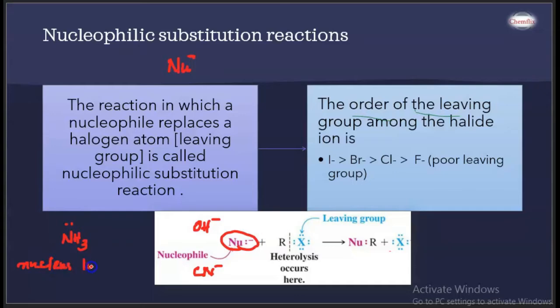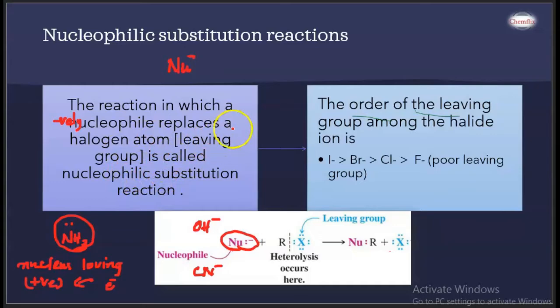Nucleus loving means, what is the charge of the nucleus? The nucleus is positively charged, so of course there should be enough electrons to attract this positive charge. So a nucleophile should be a negatively charged species, or it has the ability to donate an electron pair. For example, ammonia possesses a lone pair, so it can donate this electron pair. These are some examples of nucleophiles. A nucleophile replaces a halogen atom, and that is what happens in the nucleophilic substitution reaction.